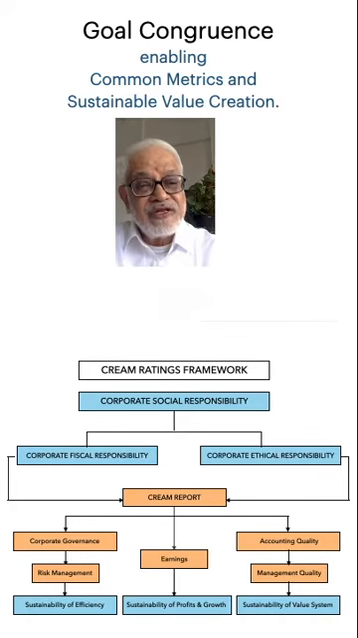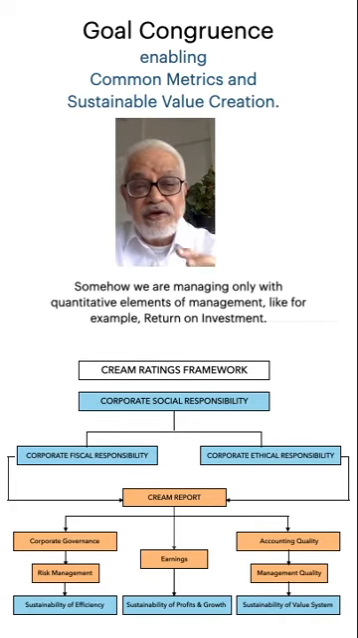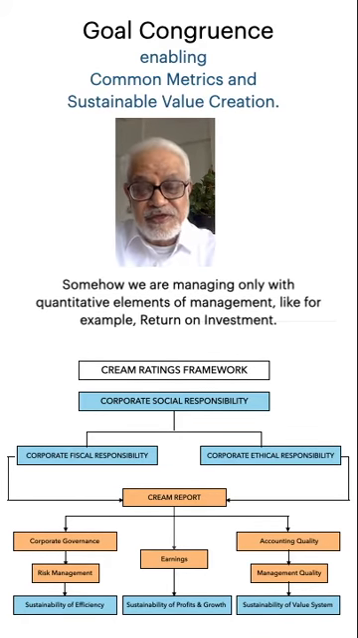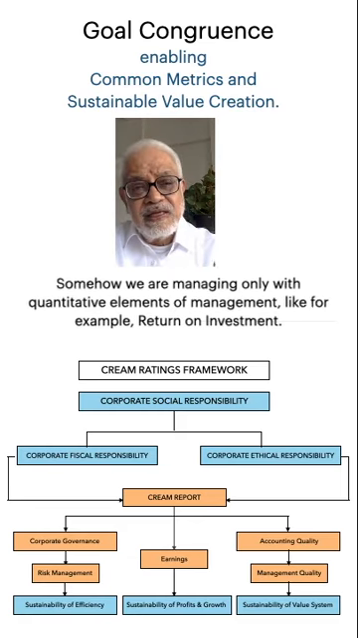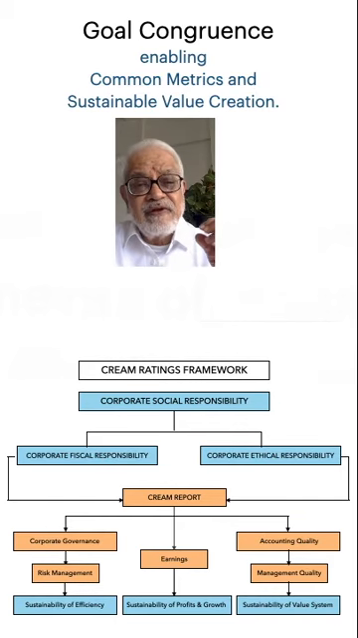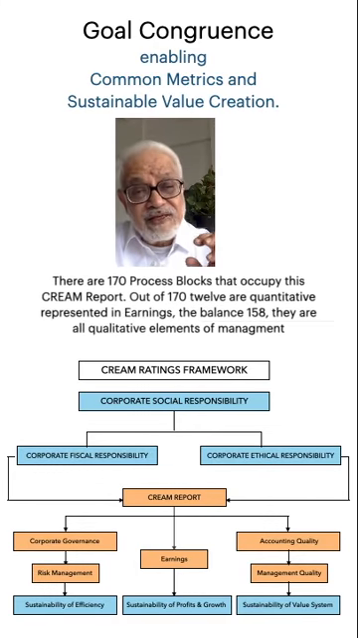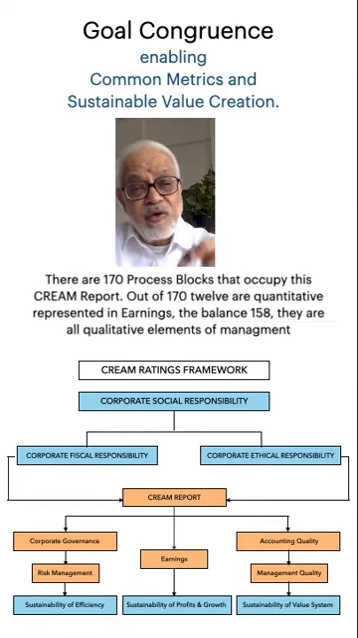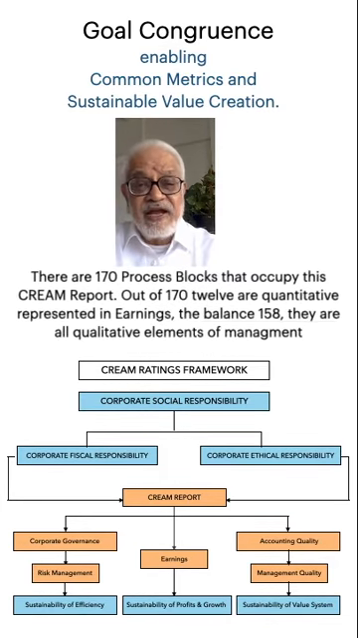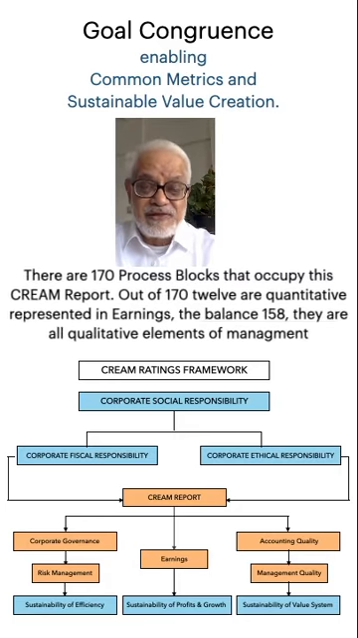Somehow we have been managing only with quantitative elements of management, like for example return on investment. In my book, I have given an analysis of 170 process blocks that occupy this CREAM report. Out of the 170, 12 are quantitative, represented in earnings. The balance 158 are all qualitative elements of management.